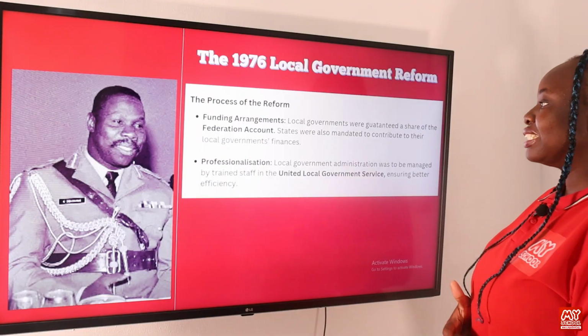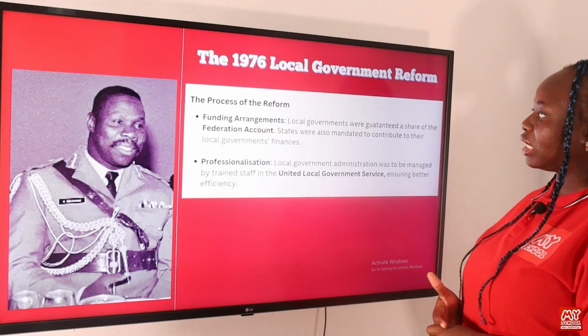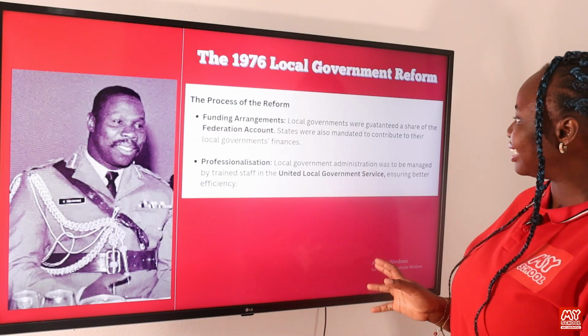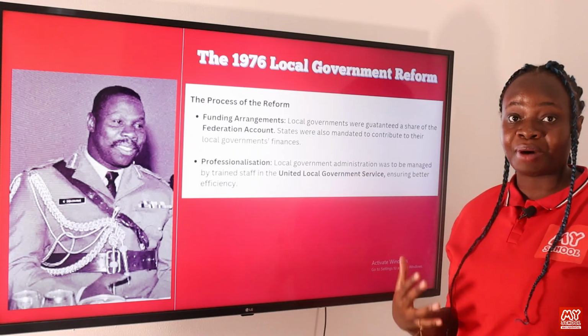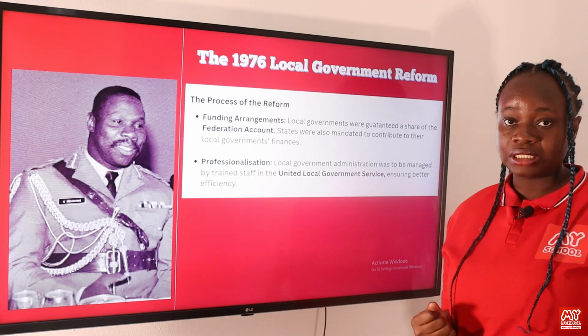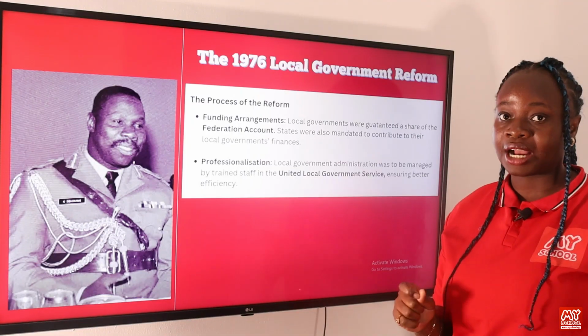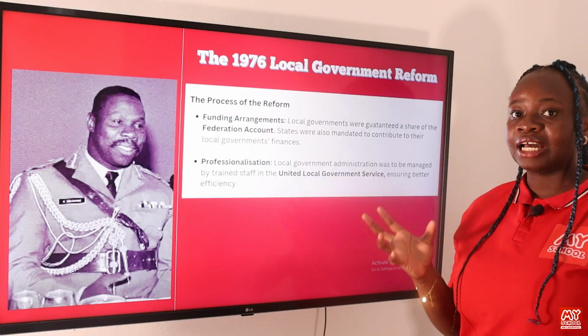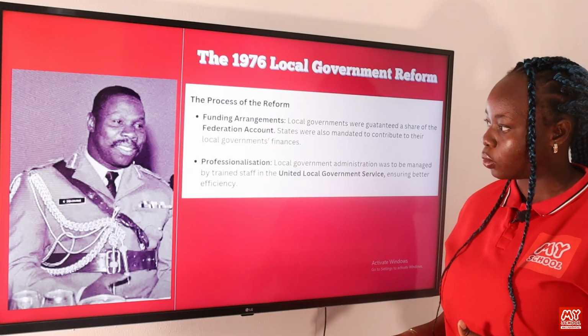So there were also funding arrangements made. Local governments were guaranteed a share of the Federation accounts. States were also mandated to contribute to their local governments' finances. We are going to discuss a lot about sources of funds for the local governments, but the major source of funds for the local government is the Federation accounts. The Federation allocates a particular amount of resources to the various local governments within the country.